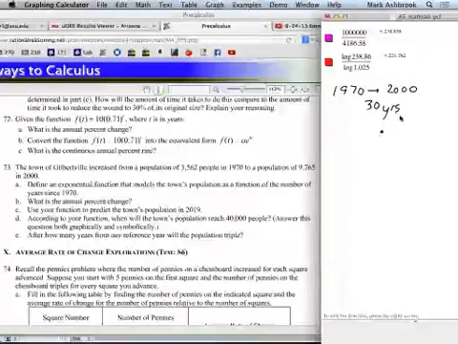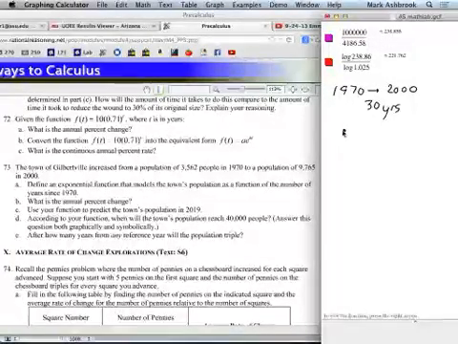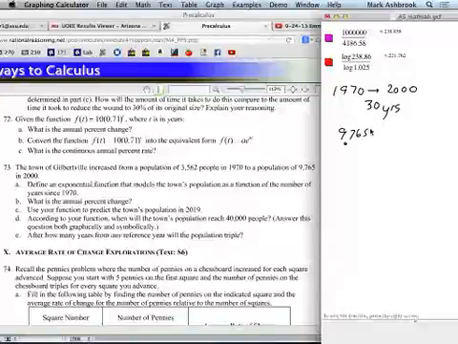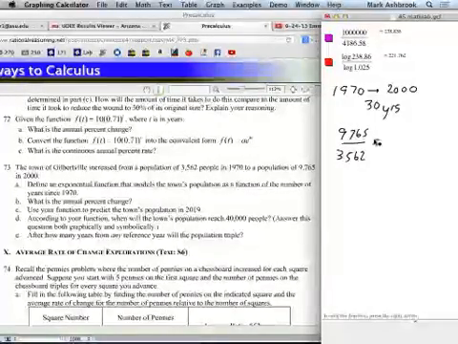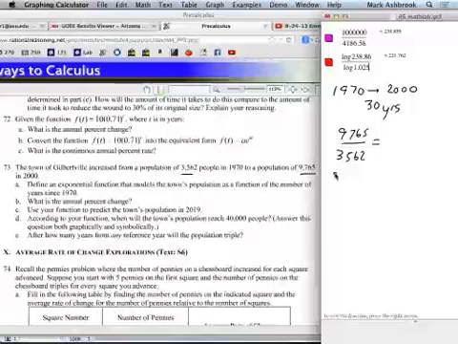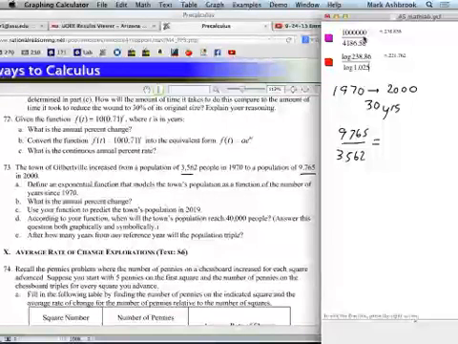So in 30 years, the multiplier would be 9765 over 3562. So this is the number you'd multiply 3562 by to get 9765. That's our 30-year growth factor. What is it? 2.74. Awesome, 2.74.